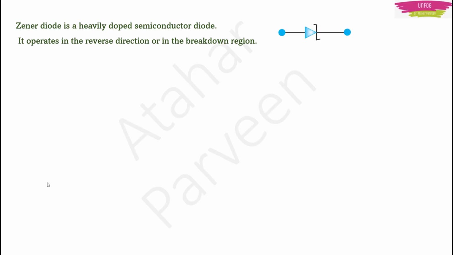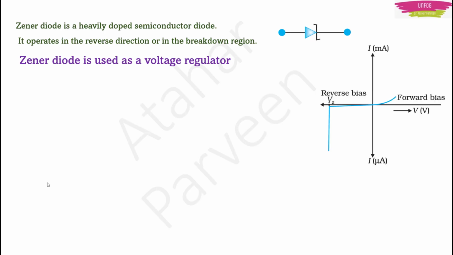This is the symbol for the diode. For a PN junction diode, we had just one line, right? Instead of that line in front of the triangle, we put a line like a Z. This is the symbol for the Zener diode. Its main application is that it is used as a voltage regulator.